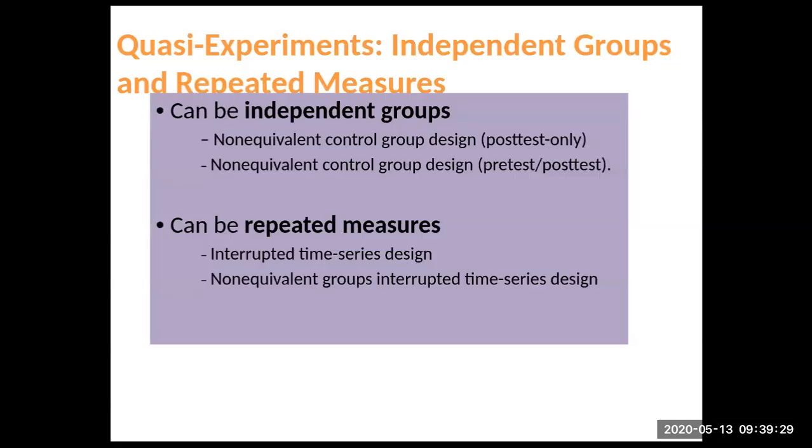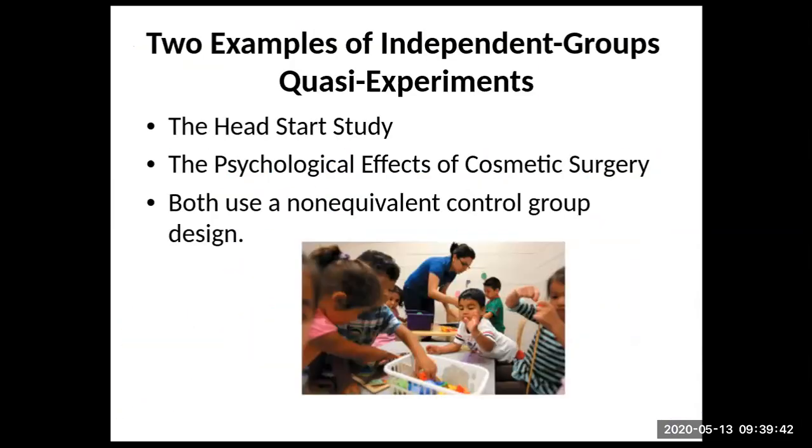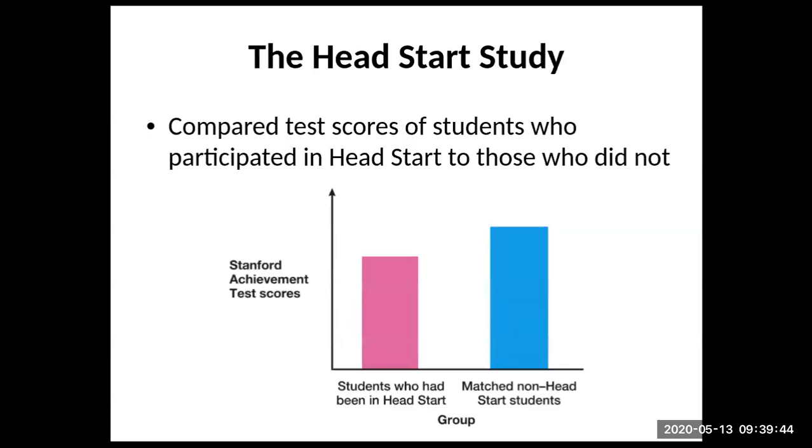So those are the two types of designs. We have the non-equivalent control group post-test only, where you're looking at test scores for the Stanford achievement scores, and then the pre-test post-test. And of course, this one had about 3 post-tests, but it's the same idea because you either had it or you didn't.